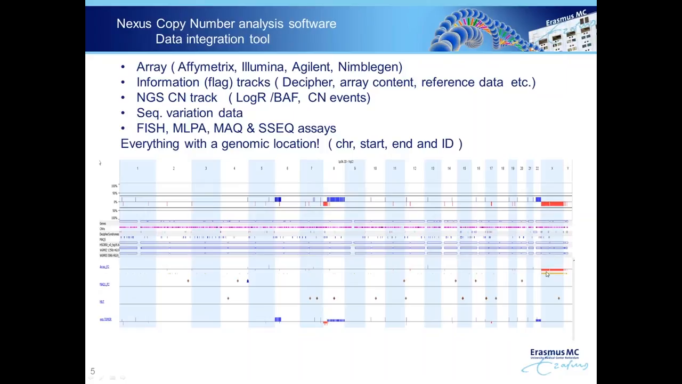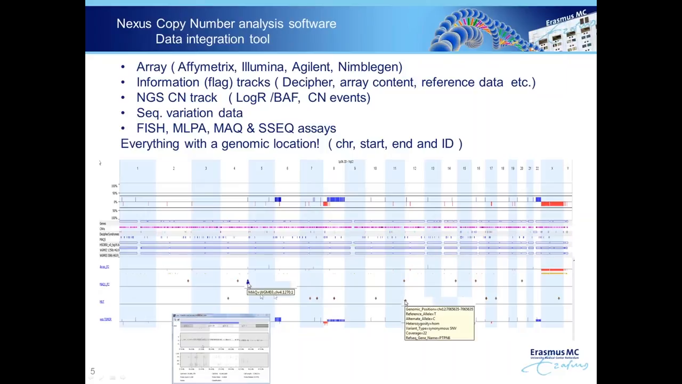You can load in arrays, you can load in variants, which are also shown. We can show MAQ assays, and here is our way of treating the arrays, and on all of them you can click and you get the information. Here's from the MAQ, here's from the genomic variant information, and if you click on these copy number events, you get a drill down view on the region to have an impression of the deletion.